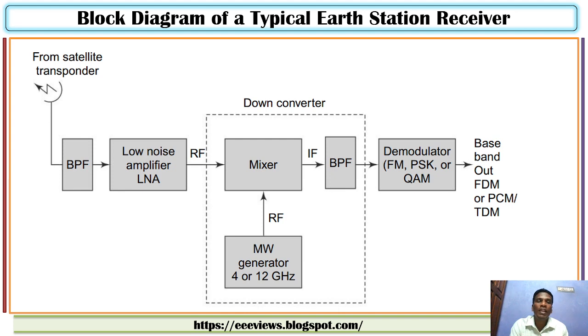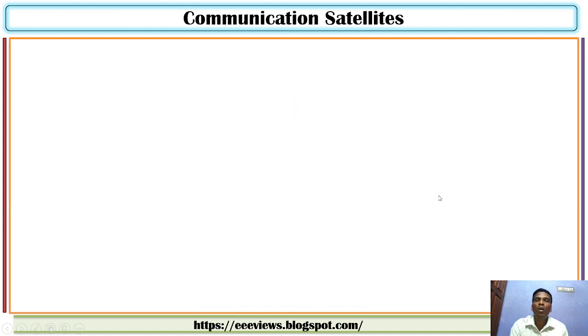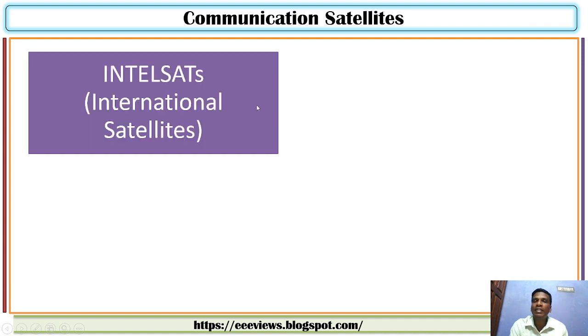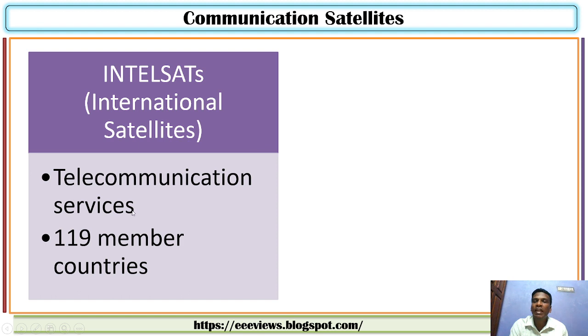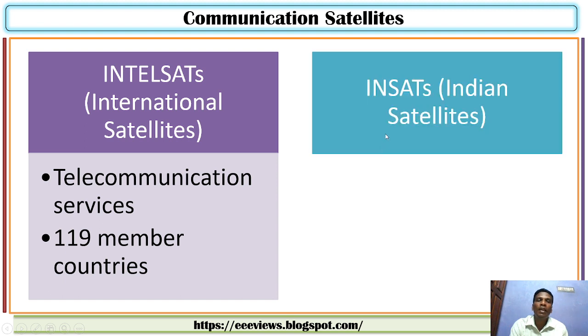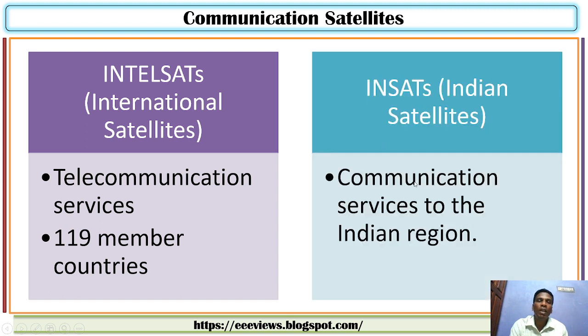This is the frequency division multiplexing, time division multiplexing. For example, for a communication satellite, I can mention Intelsat. International satellites are used for telecommunication, and there are 119 member countries. In India, there is the INSAT satellite, mainly for communication in Indian regions.